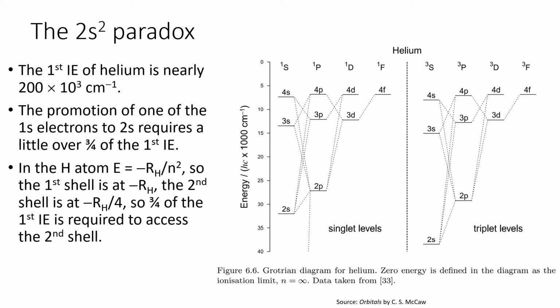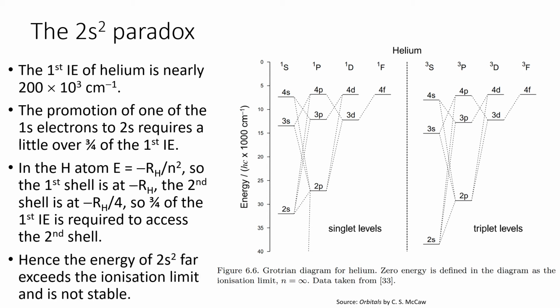So you can see that the helium atom is not massively different to the hydrogen atom. So in fact, you've got to go 3/4 of the way from the ground state up to the ionization limit to get from the first to the second shell of energy, which just shows how rapidly you get this convergence of energies. And so this is it, because if you require 3/4 of the ionization energy to promote a single electron from 1s to 2s, then you would need about 1.5 times the ionization energy to promote both electrons from 1s to 2s.